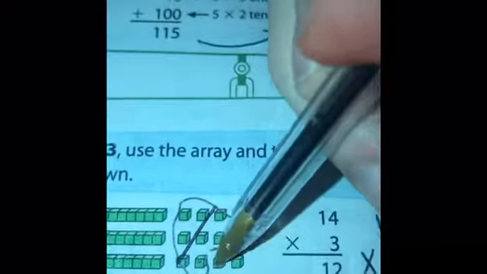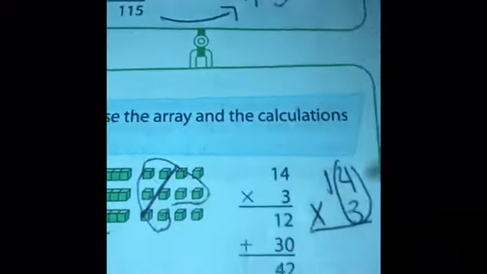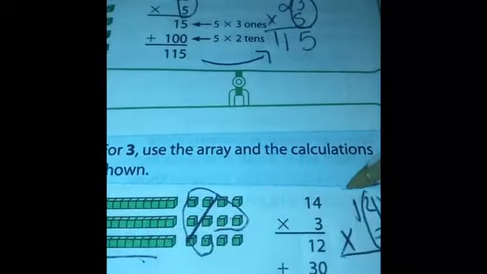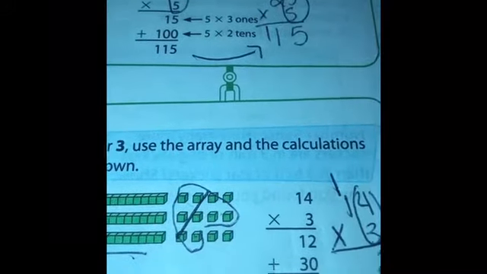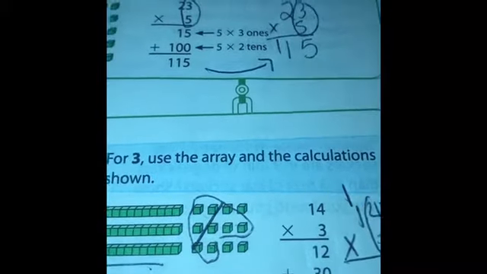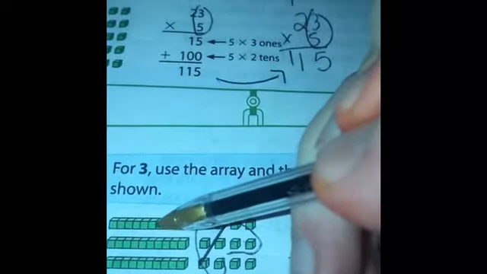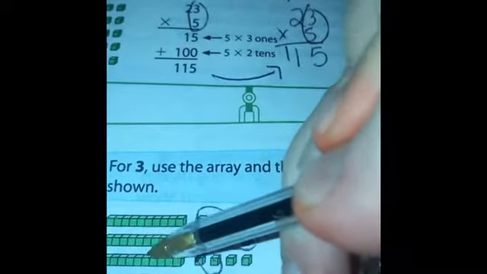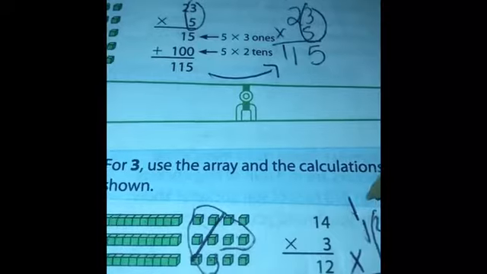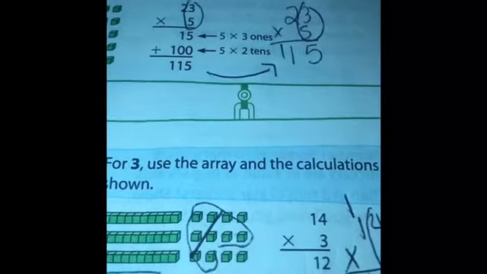So how many ones did you have left over? Well, I had 2. Did you give? Yes, I gave 1 ten. Okay, now 3 times 1. Well, now let's go to the tens. Let's count. We have 1, 2, 3, 4. 3 times 1 is 3, but the neighbor gave me 1, so it's 4.